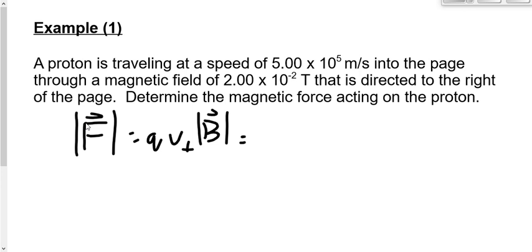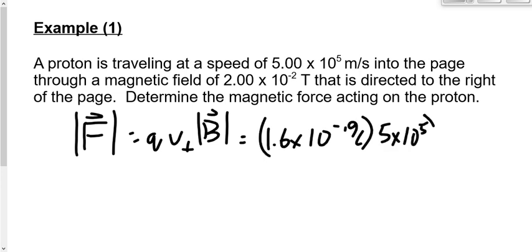Q is the charge of a proton, 1.6 times 10 to the minus 19 coulombs. The speed here is 5 times 10 to the 5. And the magnetic field strength here is 2 times 10 to the minus 2.